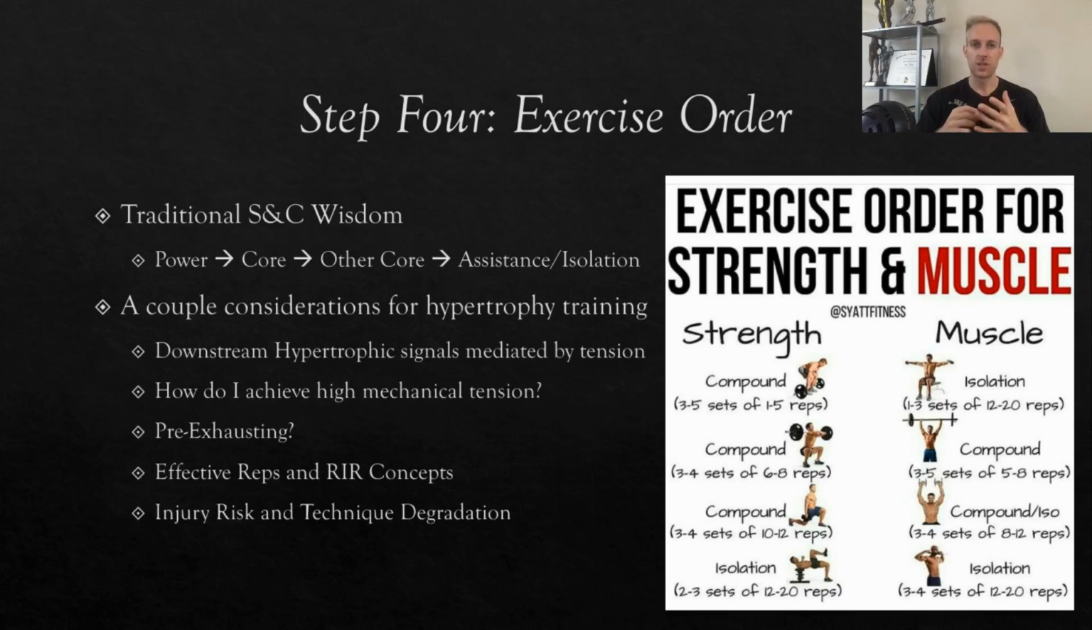Well, it's downstream. Hypertrophic signals are mediated by tension, so by mechanical tension felt by the muscle. How do I achieve high mechanical tension? Well, I can lift a heavy load, or I can lift something in close proximity to failure. That's a good way to stimulate the high threshold motor units and stimulate those type 2 muscle fibers. So I can do that using a variety of exercises.